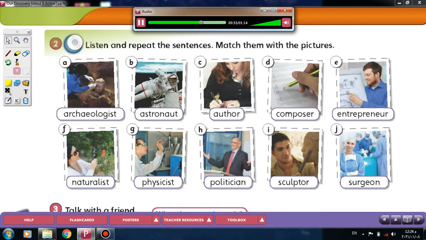7. An archaeologist studies ancient cultures.